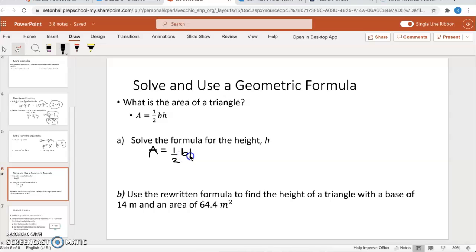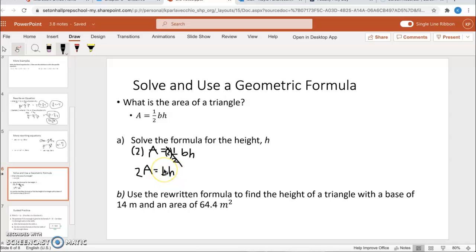To start getting h by itself, I want to get rid of this fraction. And I really hope we are all starting to remember how to get rid of fractions that are in front of a variable. That's the trick of multiplying by the reciprocal. So I can multiply both sides of this equation by the reciprocal of 1/2, which is 2. It cancels out the fraction on the right side, and then I'm going to multiply by 2 on the left side, and I just put it in parentheses to show that multiplication. And now I'm left with 2a is equal to b times h.